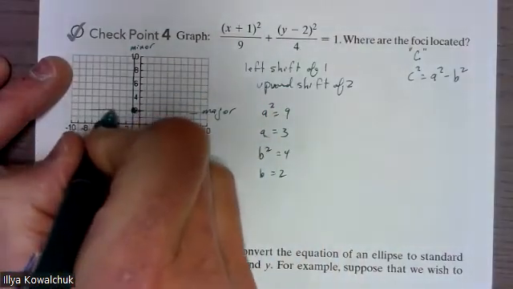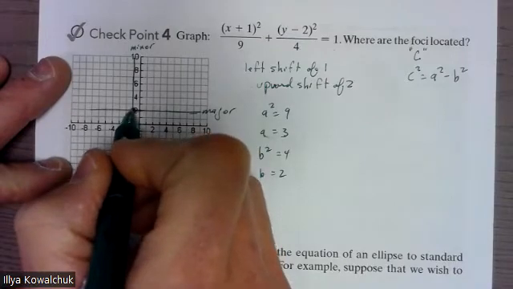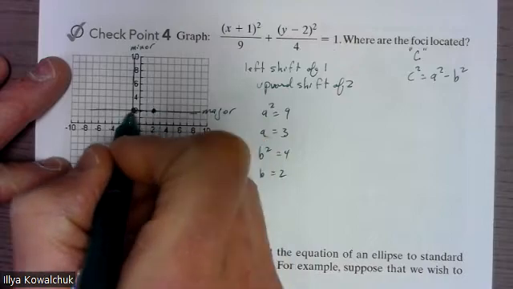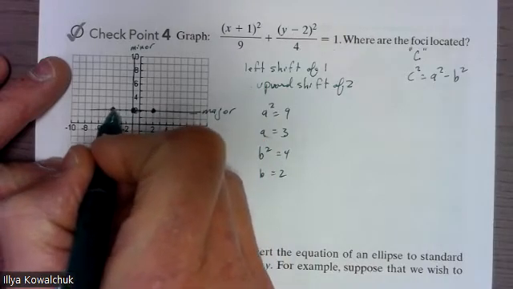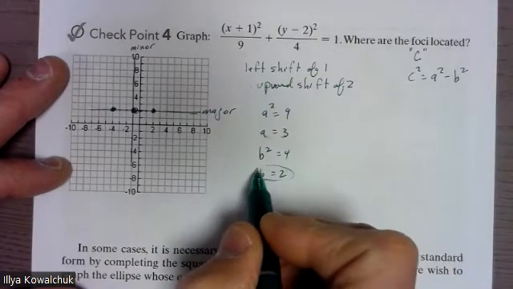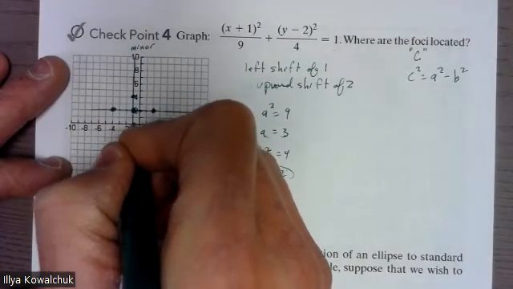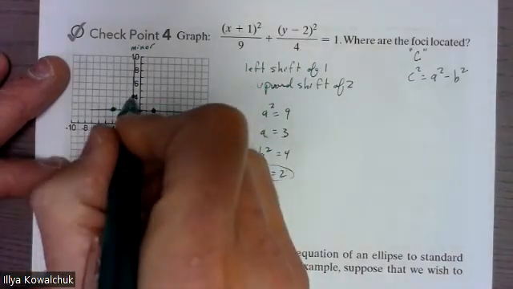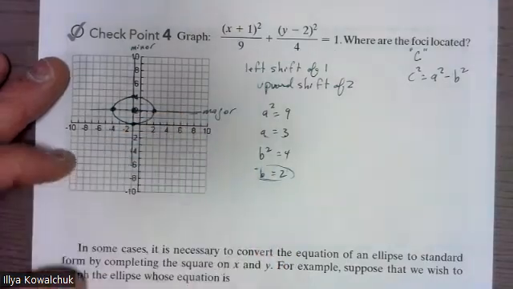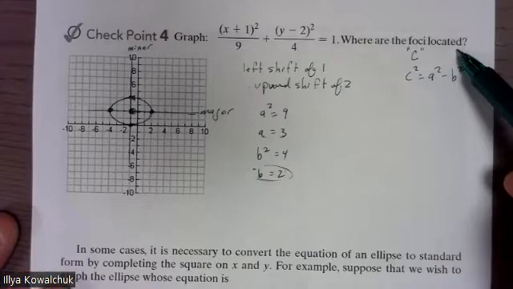So my major axis is going through right here. So now with 3, that means it's 3 units away from the new origin. So I'm going to go 1, 2, and 3 units right there. And then 1, 2, and 3 units this way. Now my minor axis is going to be b. And that's going to go 2 up, 1, 2 there. And then 2 down right there. Okay, so now I have my general idea of what the ellipse is going to look like after it's been translated. I still haven't answered the question, though, because the question says, where are the foci located?